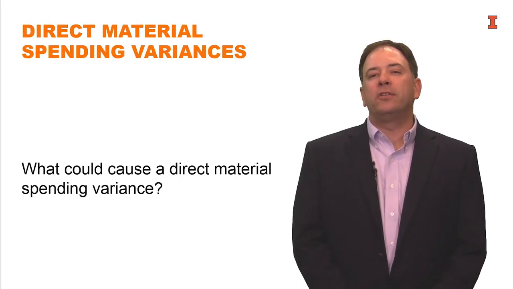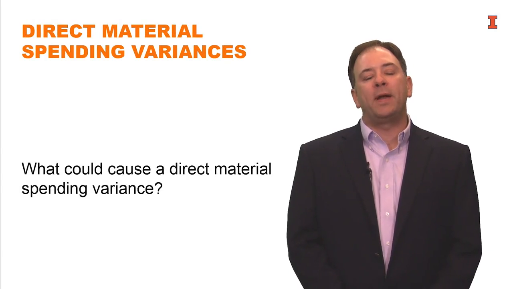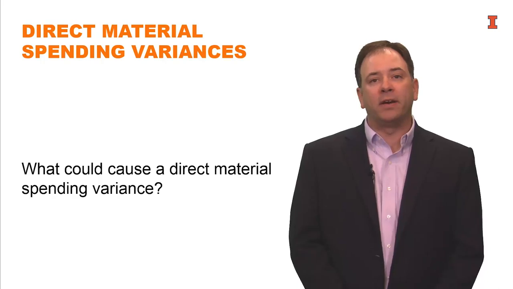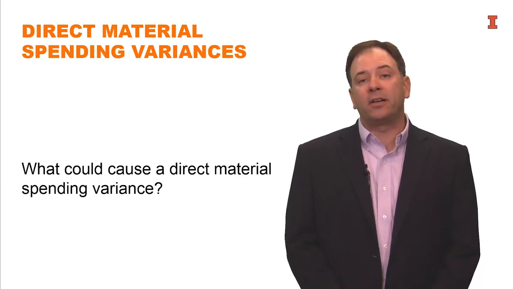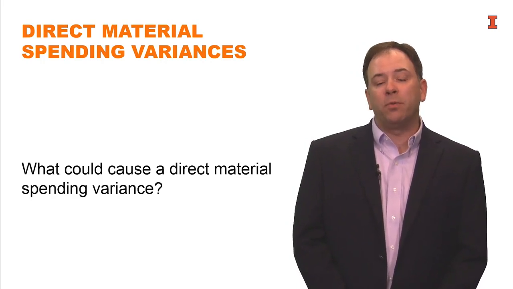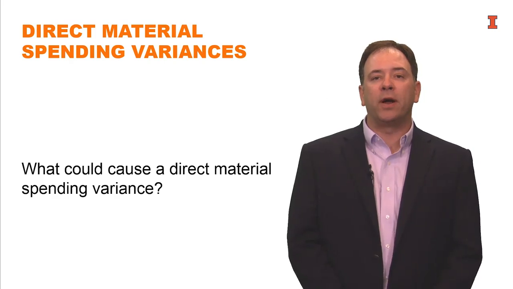So now let's talk about interpreting these variances. Let's start with direct material spending variances and think about what would cause a direct material spending variance. Well, there are many different factors that can influence paying a different price for each unit of input than we thought we were going to. In other words, our actual price is different than our standard price.